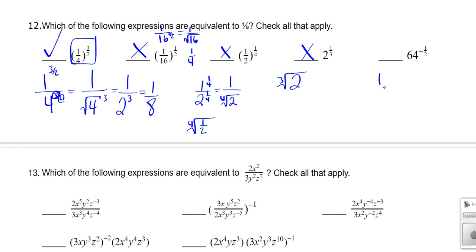Next one, 64 to the negative 1/2. So how do we simplify that? Well, that's 1 over 64 to the positive 1/2. Remember, if you have a negative exponent, put that thing in the denominator if it was in the numerator, or if it was a negative exponent in the denominator, it would be a positive exponent in the numerator. You get 1 over the square root of 64, which is 1/8.